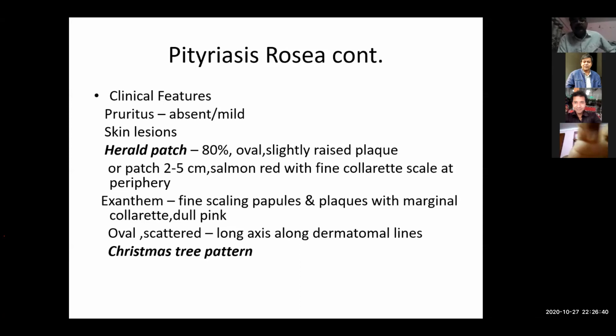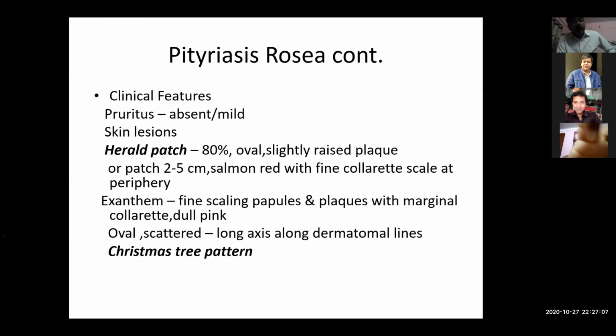What are the classical clinical lesions of Pityriasis Rosea? Herald patch. This is most important, in 80% of cases. I'll show you a photograph of the herald patch. This is oval, slightly raised, can be a patch or a plaque, 2 to 5 centimeters. That which is flat with the surface is a patch. That which is raised from the surface is a plaque.